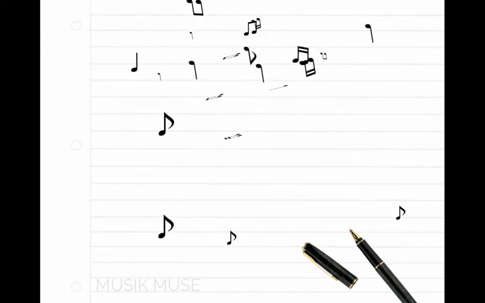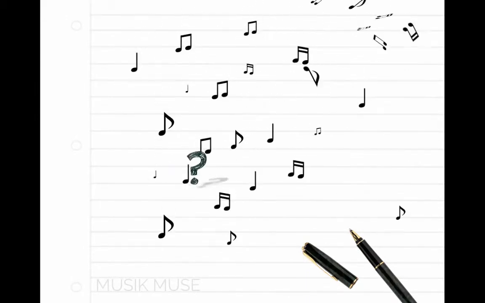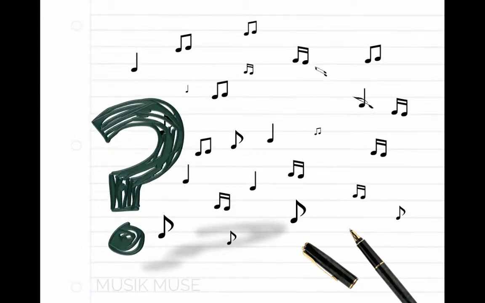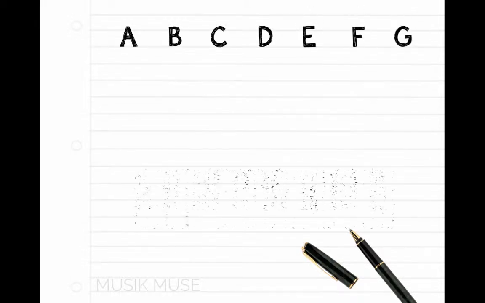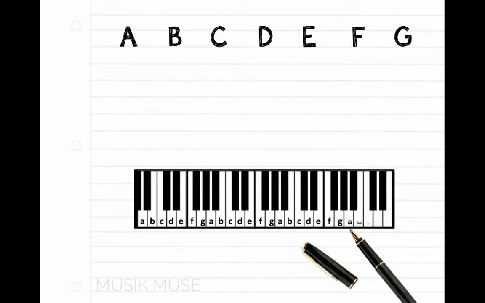Music is like reading another language. To read the notes, you first have to be familiar with the musical alphabet and the staff. Unlike the English alphabet, there are only 7 letters in the musical alphabet. These letters are A, B, C, D, E, F, and G, and they repeat all the way up the keyboard.